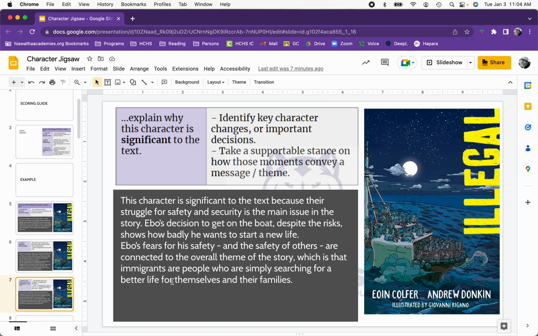This character is significant to the text because their struggle for safety and security is the main issue in the story. Ebo's decision to get on the boat, despite the risks, shows how badly he wants to start a new life. Ebo's fears for his safety and the safety of others are connected to the overall theme of the story, which is that immigrants are people who are simply searching for a better life for themselves and their families. Once again, why is the character significant to the story, and how does it convey the theme?